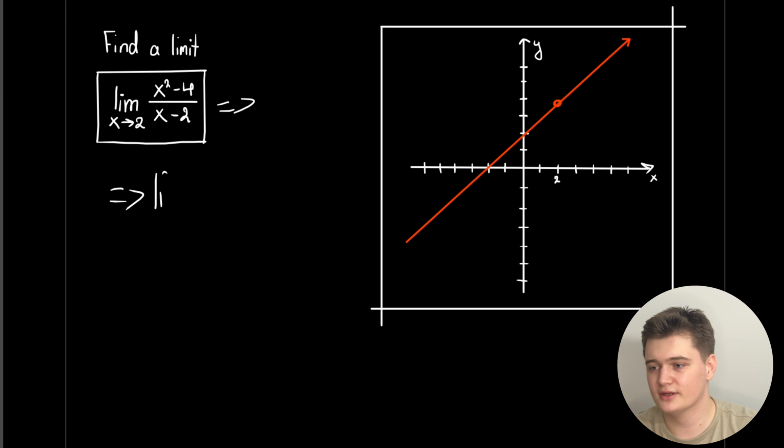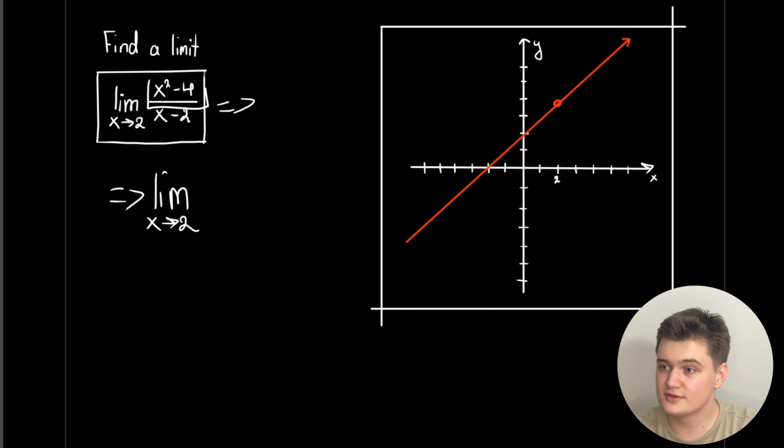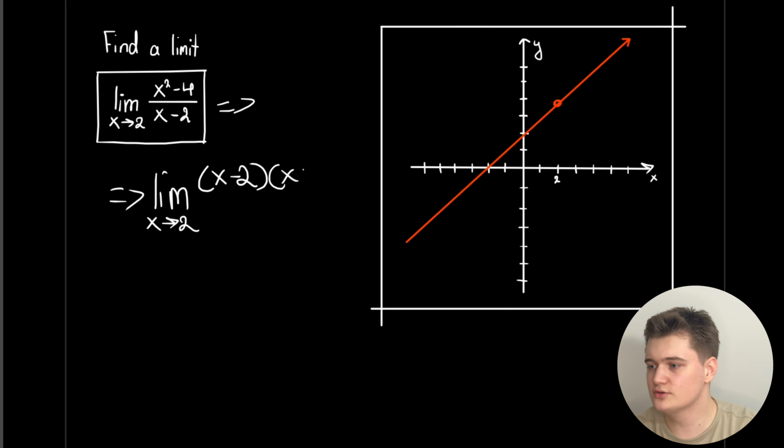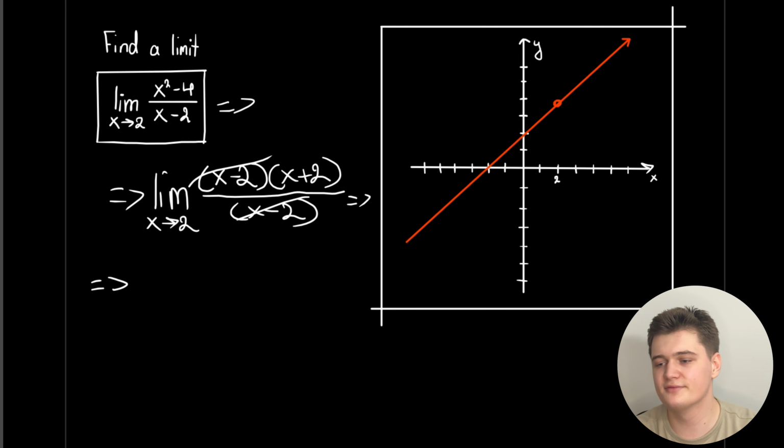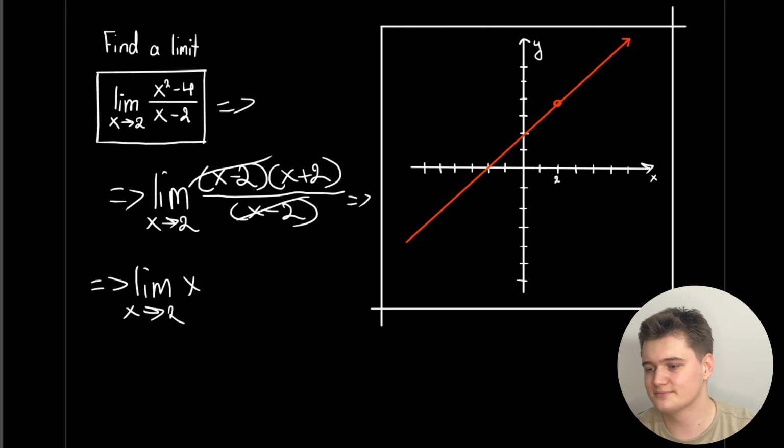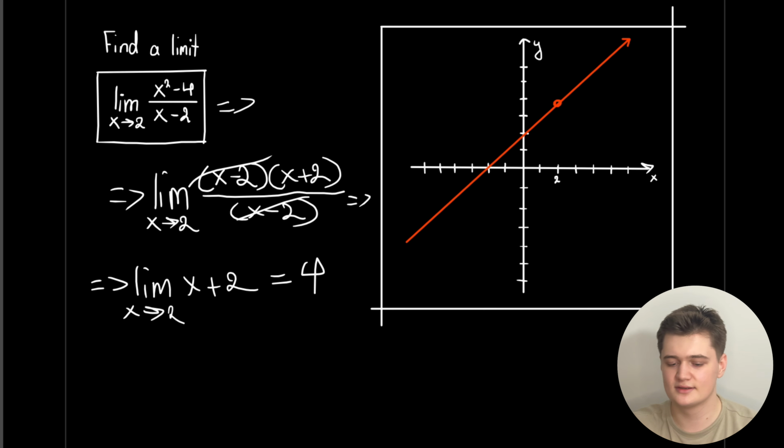It's not that difficult. So we have the limit of x approaching 2. We see the difference of squares, and we apply it: x minus 2, x plus 2 in our numerator, and x minus 2 in our denominator. So we can cancel these out, and we just have the limit of x approaching 2 of x plus 2, and if we would plug 2 in here, it would give us 4, right?